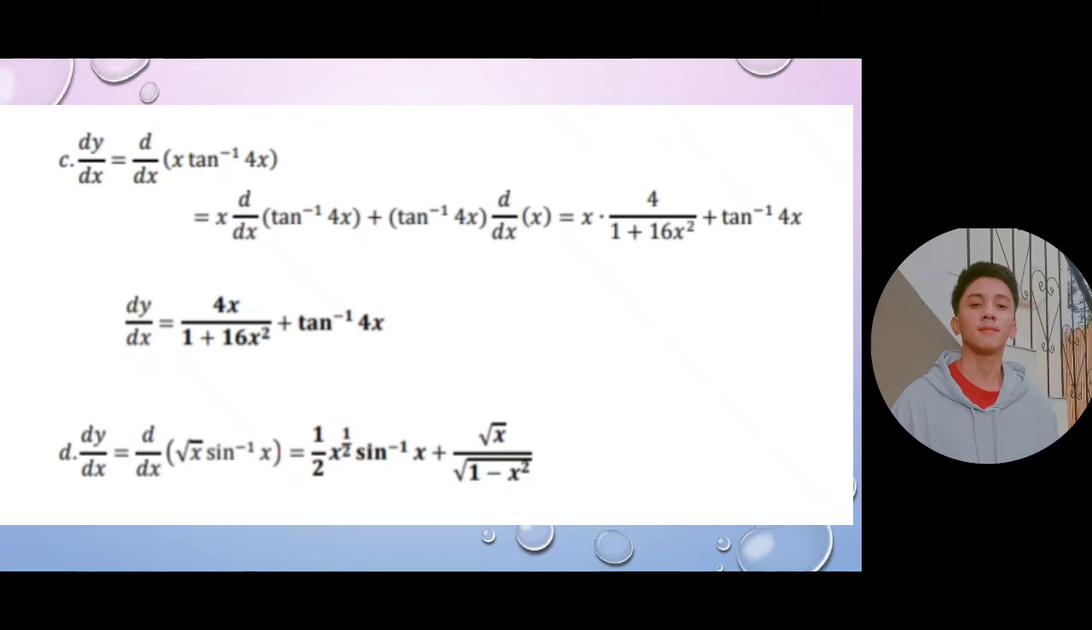So using the product rule, this time we're going to put the derivative of the first function on the first part. So the derivative of square root of x times the second function, which is sine raised to negative 1 of x, plus the second function, sine raised to negative 1 of x, times the first function, square root of x, unchanged.